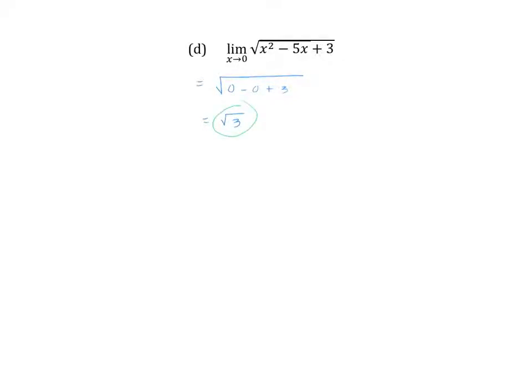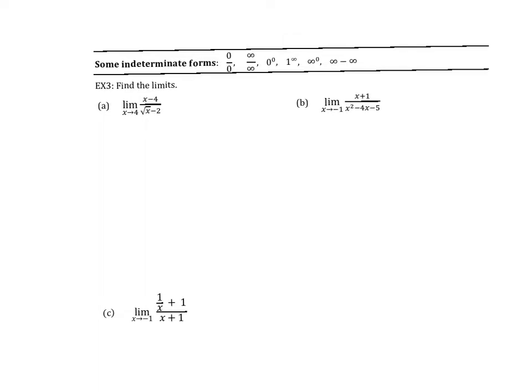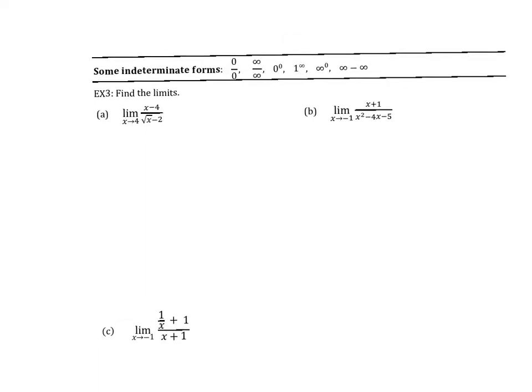And so that's the basic idea to do a plug and chug. We do have to be careful. Sometimes when we plug in the a value that we're approaching, we may get something weird. So that would be our indeterminate forms. So this is just some of our indeterminate forms. There are much more.